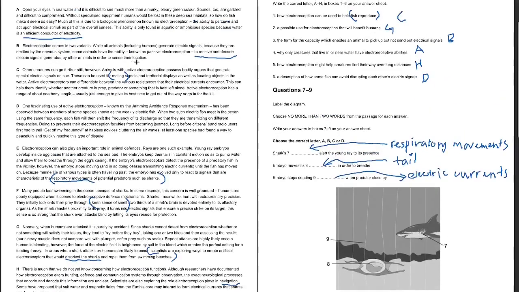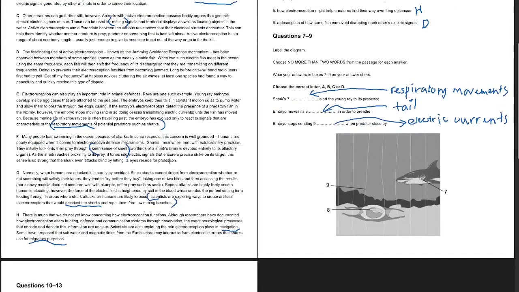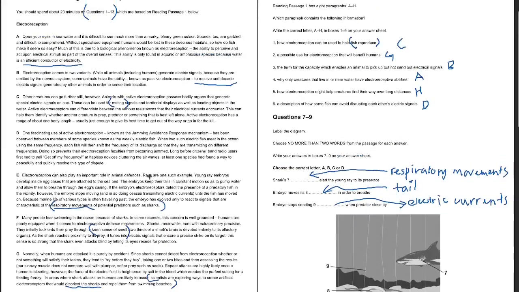Like here, you can realize that the only keyword that is related, or similar, to reproducing is mating. So here you can see these can be used for mating signals. So the paragraph is C. Synonyms are actually very important in IELTS reading. And two, it says a possible use for electrical reception, that will be the humans. Normally it's a very short paragraph. For example, here scientists are exploring ways to create artificial electrical receptors that will disobey the sharks. But it's already enough to answer a question like this.